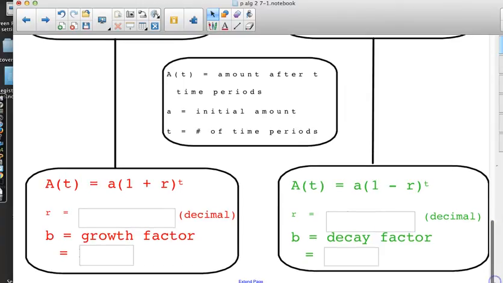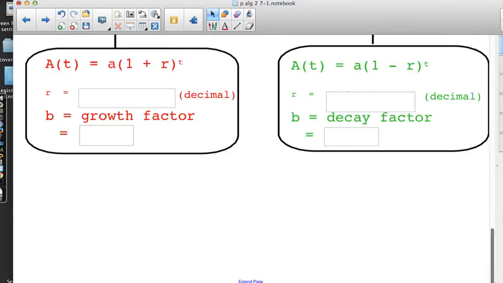So we see two different formulas down here. One is for growth and one is for decay, and it just makes sense. This one has a plus and this one has a minus. So the growth situation, again, things like the savings account, we want to be careful that we give percentage increases as a decimal, because in math formulas, we have to have our percentages in decimals.